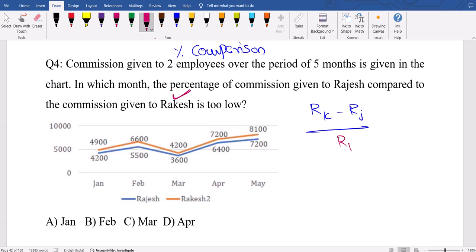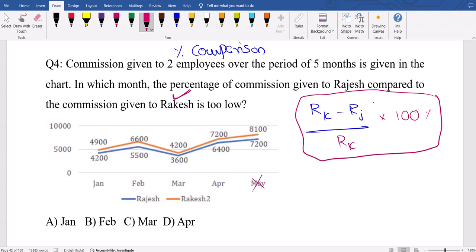Divide by Rakesh into 100. My dear friend, every month they have given, 4 months, so you skip May. The remaining months, you try this. Which one is low? You have to calculate the difference between them with respect to Rakesh. Rakesh means the yellow color one.